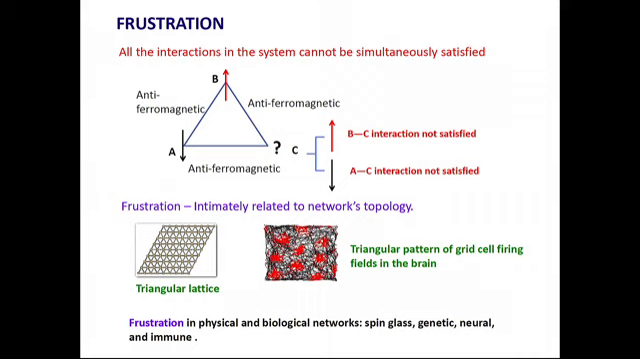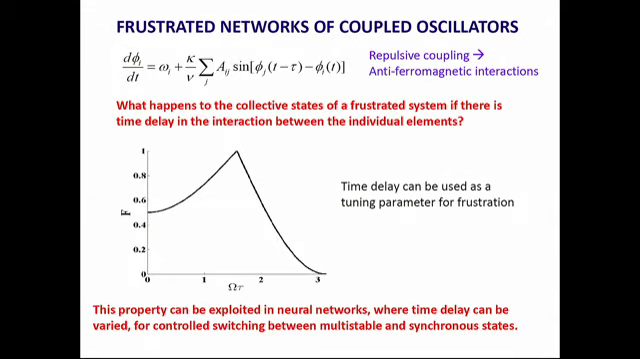For example, the grid cells in human and rodent brain form firing patterns in the form of triangular grids. So frustration has been observed in many physical and biological networks, such as spin glasses and genetic neural networks. Next slide, please. Frustrated systems can often be modeled by systems of repulsively coupled oscillators, which are configured in suitable configurations. Here the repulsive coupling plays the role of antiferromagnetic interactions, and the dynamics is given by this equation here.